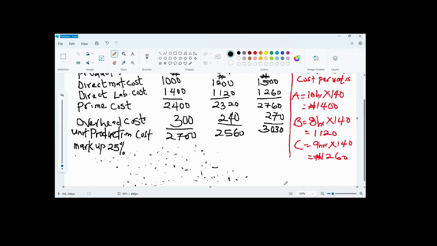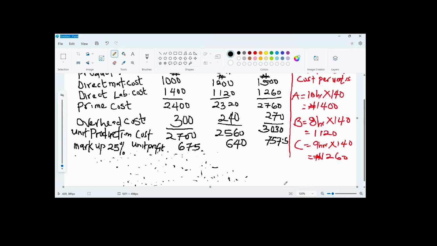Please compute. 25% of 2,700. 675. 25% of 2,560. 640. 25% of 3,030. 757.5. This is your unit profit.